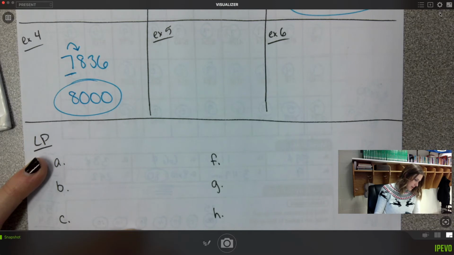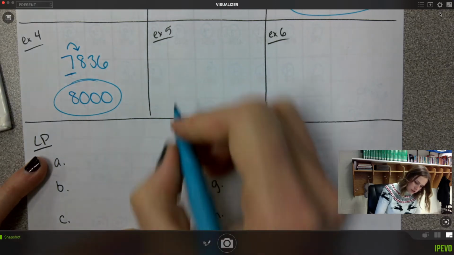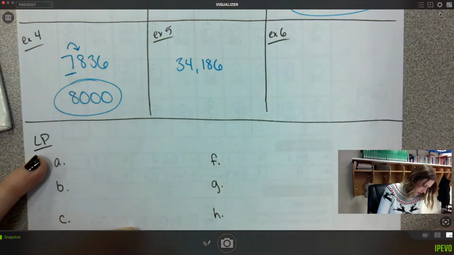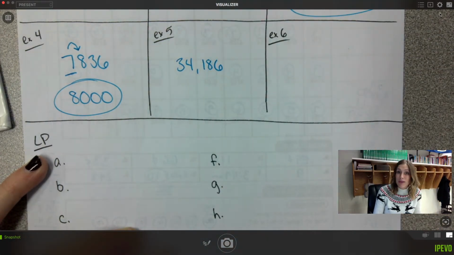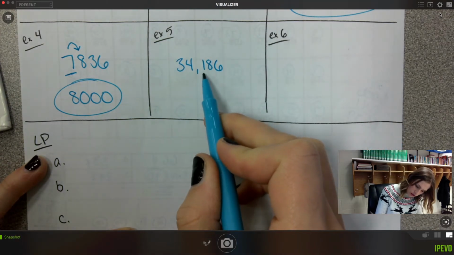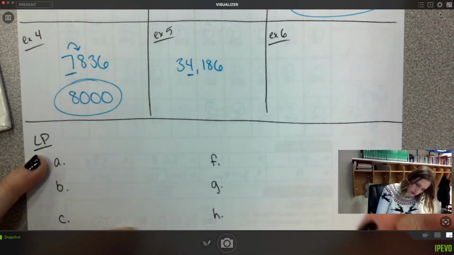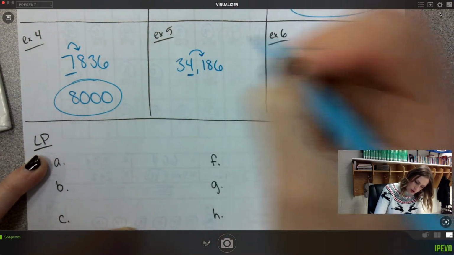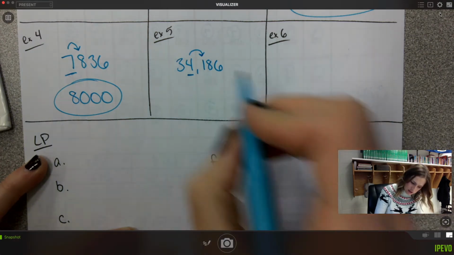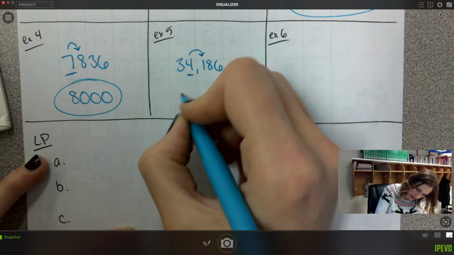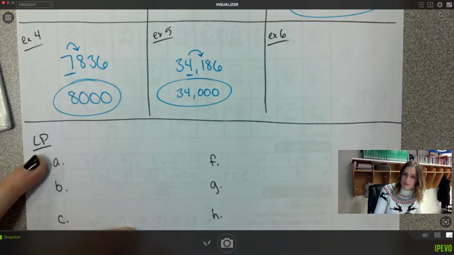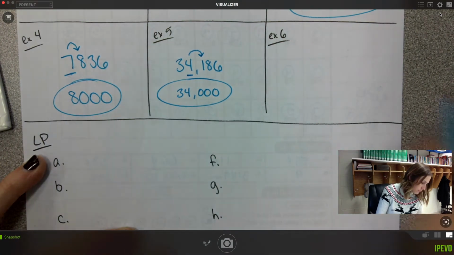Example 5 says a special exhibit at a museum was seen by 34,186 visitors. To the nearest 1,000, how many visitors saw the exhibit? Underline our thousands place. Ones, tens, hundreds, thousands. Thousands is going to look at the 1. 1 says don't get no more. So we're going to stay at 4,000. So we get 34,000.